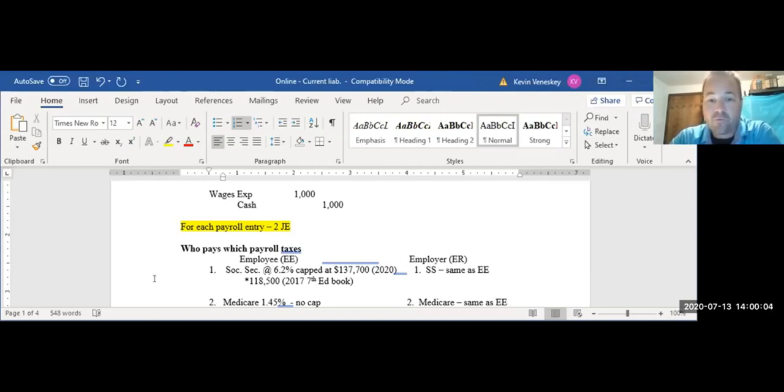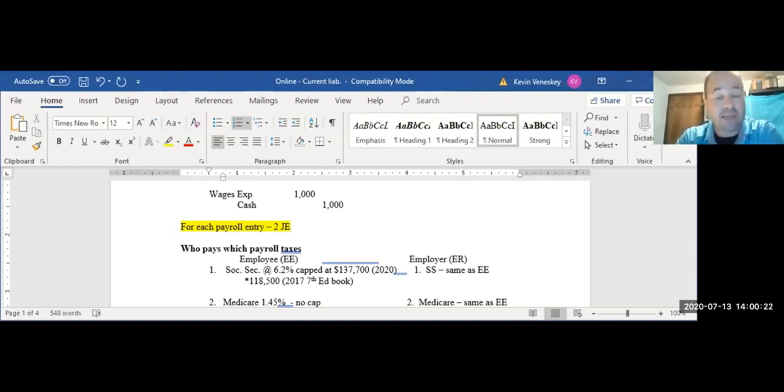And the first one is Social Security. So most of you have heard of that. You know that that's something that's taken out, but you probably don't have any idea how much. Social Security is taken out at 6.2%. Now in the book, they're always going to give that to you. They don't expect you to memorize that.